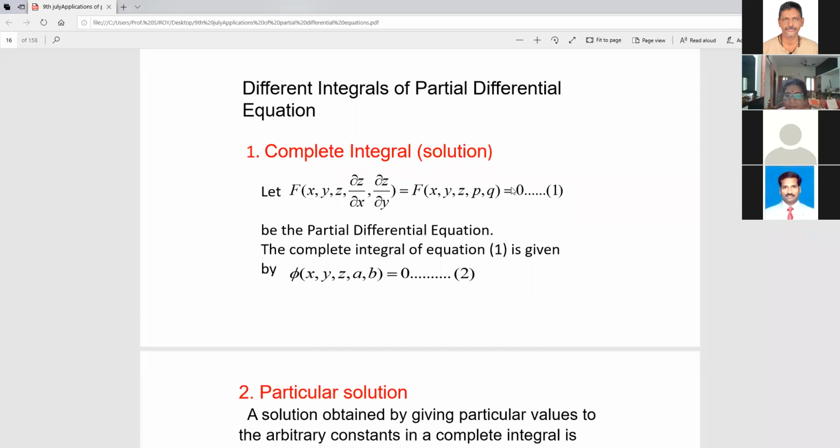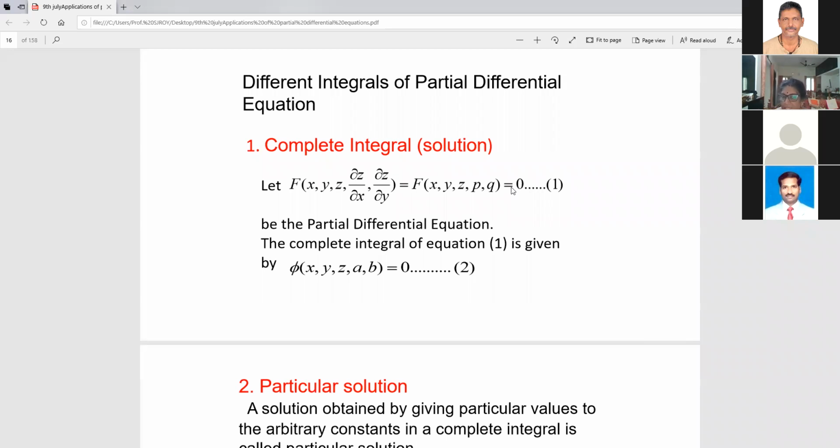We have three varieties of solutions. The first one is the complete integral. We are talking about a very general case, not specifying whether it is linear or non-linear. Let us take this as a non-linear PDE. If you pick this one, after solving, let us assume that the solution is ready for you. If it has this type of form, we say this is a complete integral. Okay. Of course, how you are solving is very important.